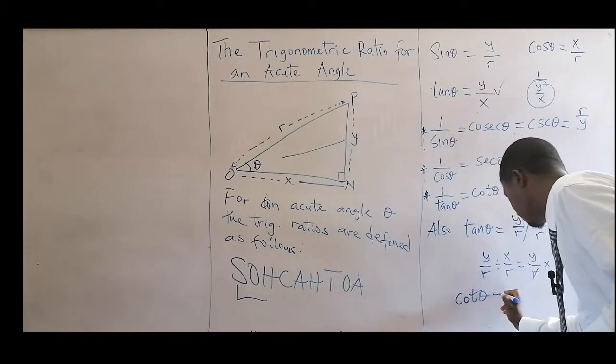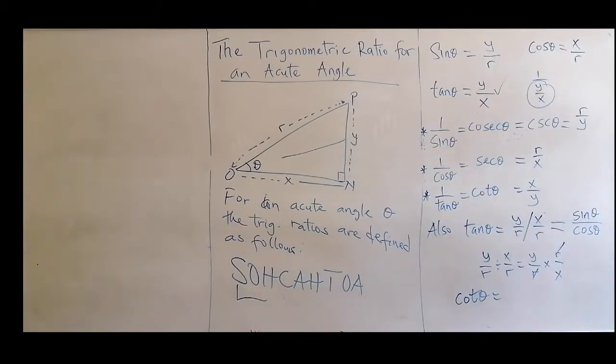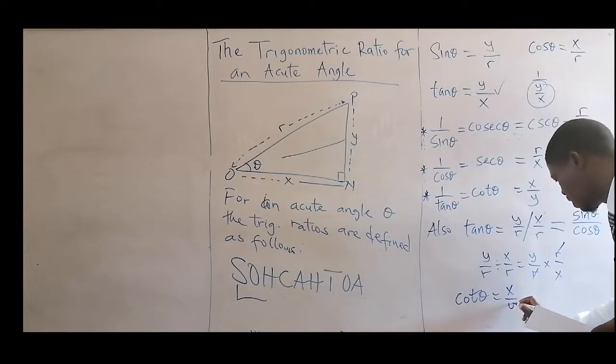Cot theta. Cot theta is 1 over tan. Where's your cot theta? That's x over what? X over y.